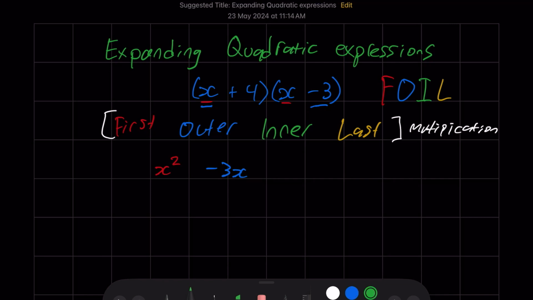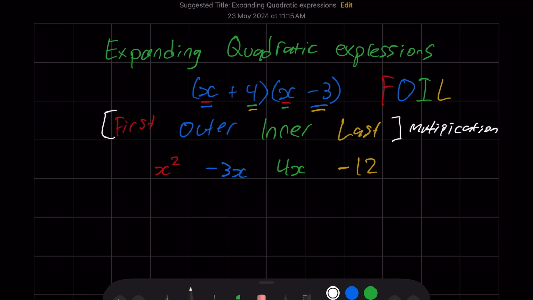Our next one is inner. So we take our inner in our first bracket, and we multiply it with the inner in our second bracket. So we have 4 times x. 4 times x is 4x. And finally, our last. We take the last in our first bracket, we multiply it with the last in our second bracket, and we have 4 times negative 3. Now, I recommend grabbing your calculator and putting this into your calculator. 4 times negative 3 is negative 12.